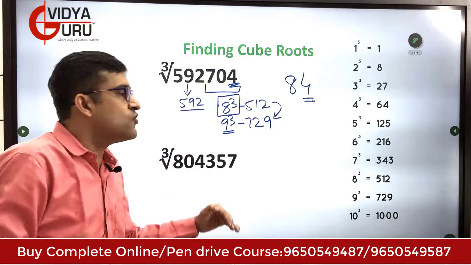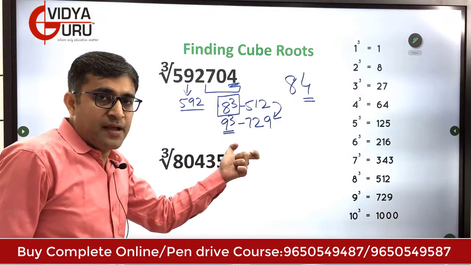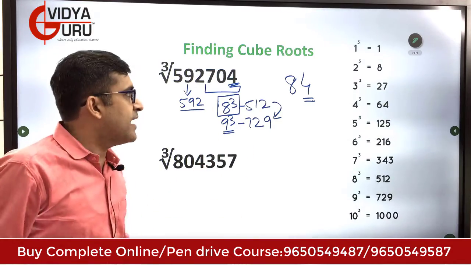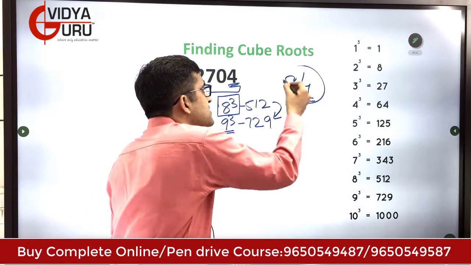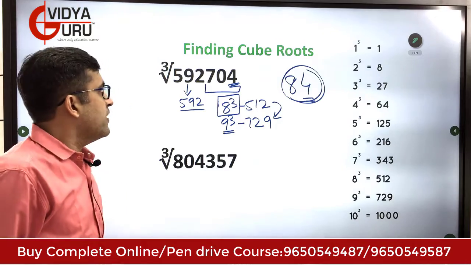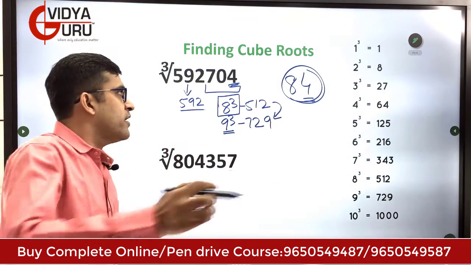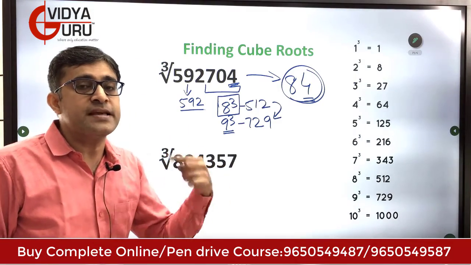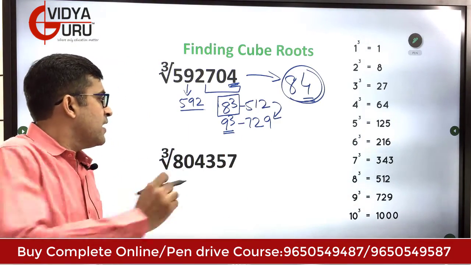Sure, because I need to have a lower digit. It has not reached 729 yet. So I cannot place 9. So I have to place 8. The answer turns out to be 84. 592,704. Its cube root is 84. And mind you, students, all these are perfect cubes.